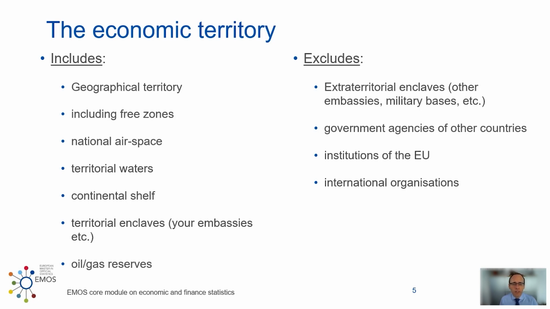In contrast to this, the economic territory excludes extraterritorial enclaves. This means embassies or military bases, for example, from other countries located in your country. It excludes government agencies of other countries. It excludes the institutions of the EU and other international organizations which are recognized by law or by contract. So this was the first part.